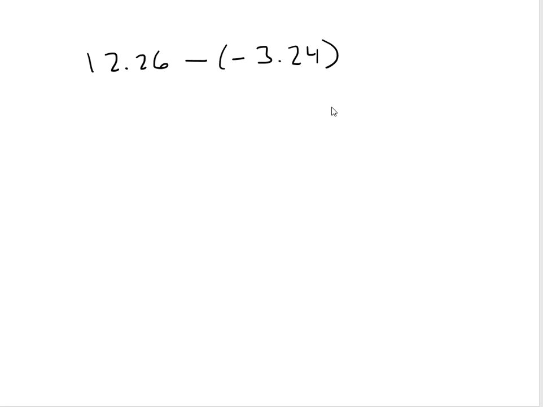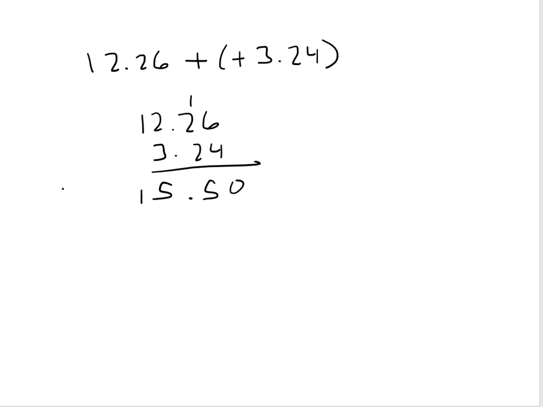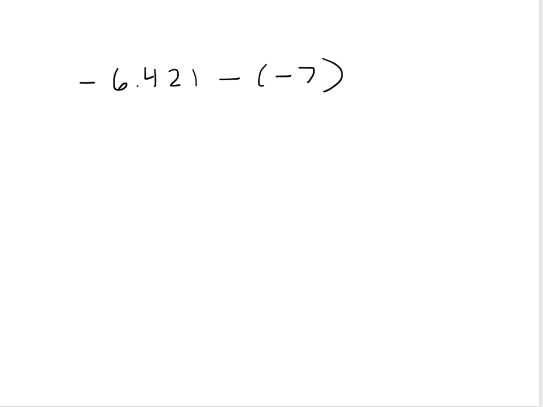Okay, the next one is another subtraction problem. So remember, we always change our subtraction by doing keep, change, change. Now these are both just positive numbers. So 12.26 plus 3.24. Now we just line up the decimals and add them. 6 plus 4 is 10. This would be 5. Decimal comes straight down. 2 plus 3 is 5. We get 15.50. Okay, and the last one is a subtraction.